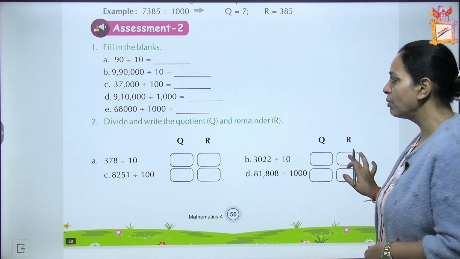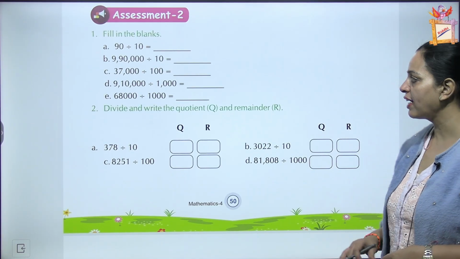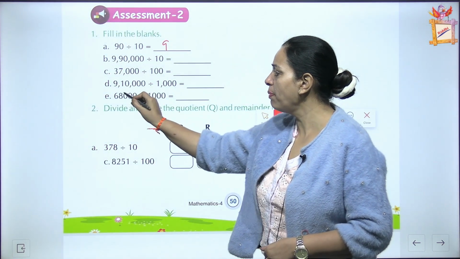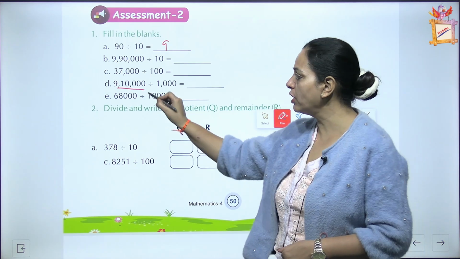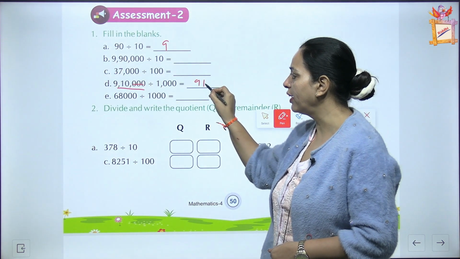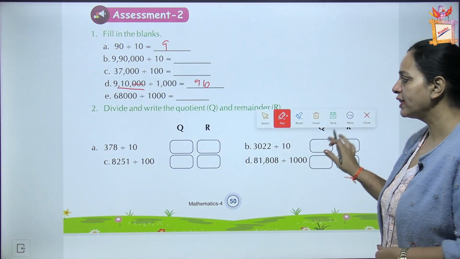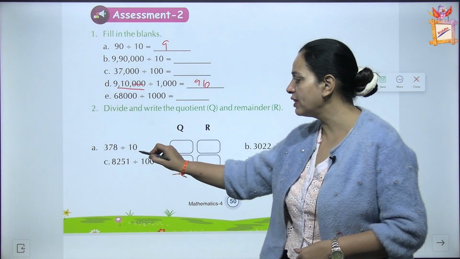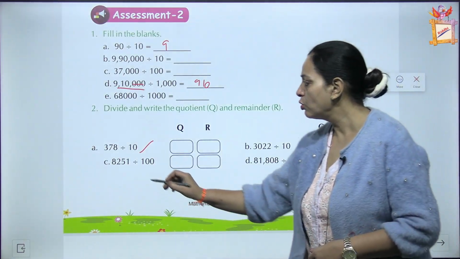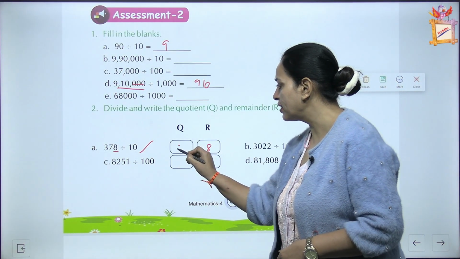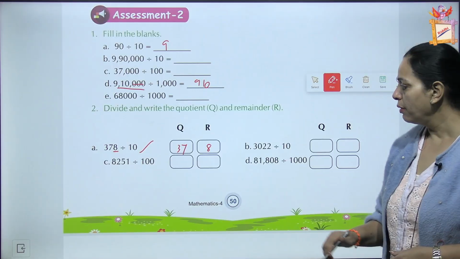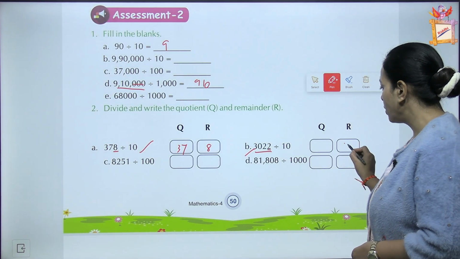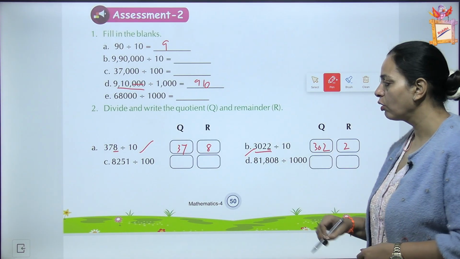Okay, now assessment 2. First question, filling the blanks. 90 divided by 10, that is 9. D part, this number divided by 1000, cut 3 zeros, 910. Okay, now the second one, divide and write the quotient and remainder. So here 378 divided by 10. So 8 is the remainder, 37 is the quotient. B part, 3022 divided by 10. So 2 is the remainder, 302 is the quotient.